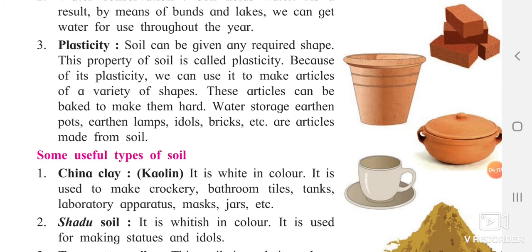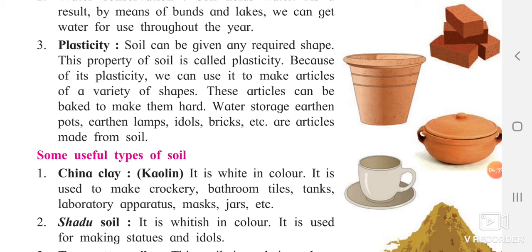Now what are the uses of the types of soil? China clay, also called kaolin, is white in color. It is used to make crockery. Normally you use teacups and dishes. Whatever the crockery like spoons, when you go to a hotel you can see the white dishes they give you. These are all made of this China clay. Also bathroom tiles, tanks, and laboratory apparatus. Laboratory apparatus you will understand when you go to higher classes, in 8th or 9th standard.